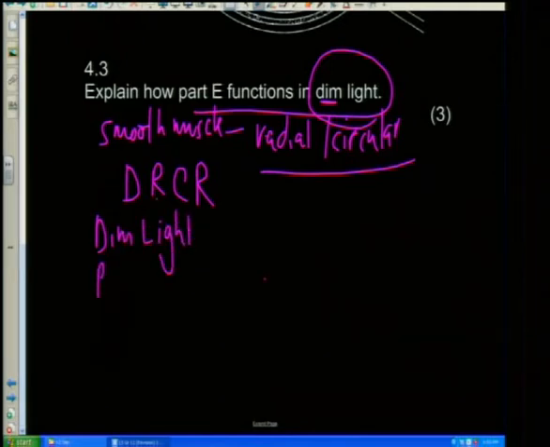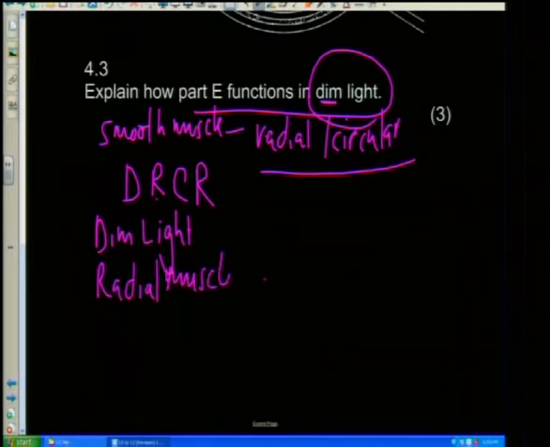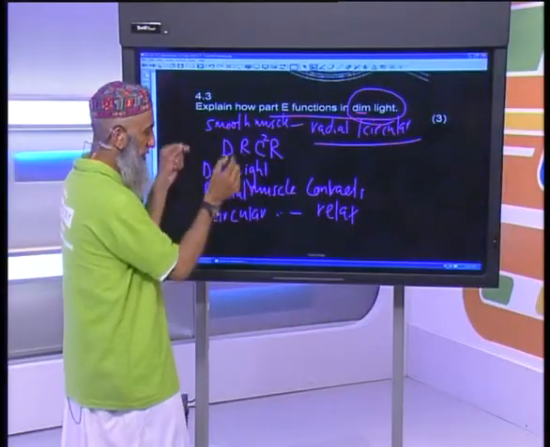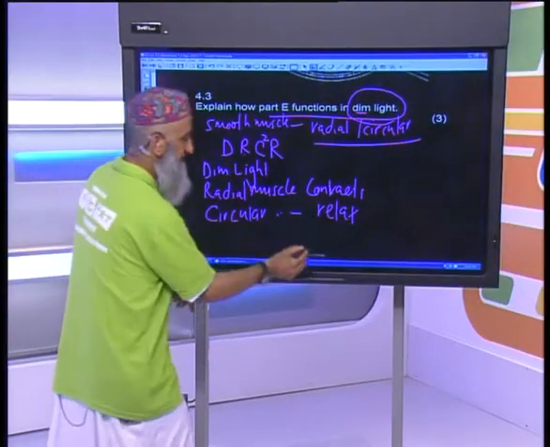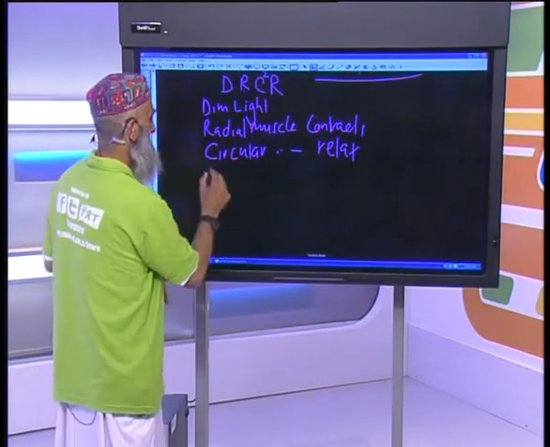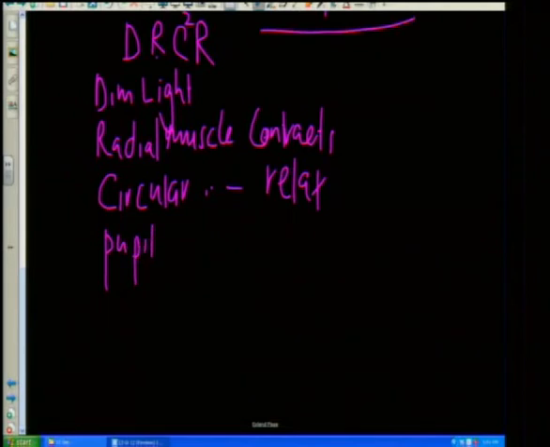R for radial muscles. Radial muscles, C for contracts. And we put a square there, so we put again the circular muscles, C for circular muscles, relaxes. By the way, that you don't even need a mnemonic for, because I told you in the beginning that if the one contracts, the other one relaxes. Now, what is the result of this? That's the important part. What is the result of this? Because of this, the pupil becomes wider, or we say it dilates.